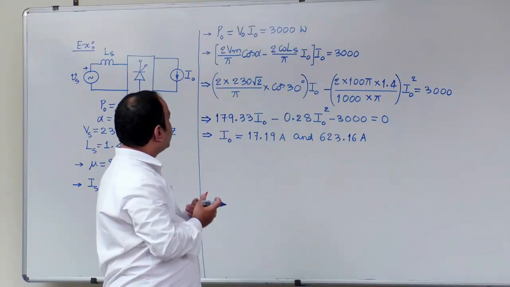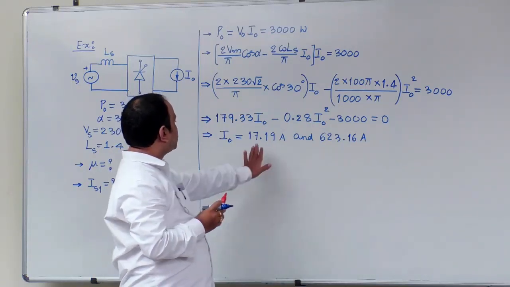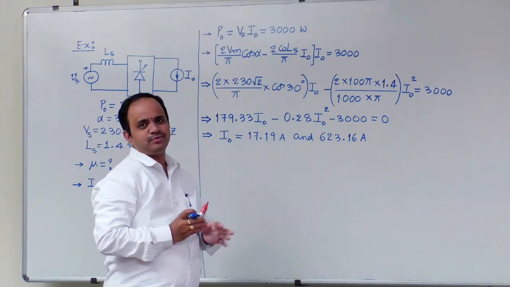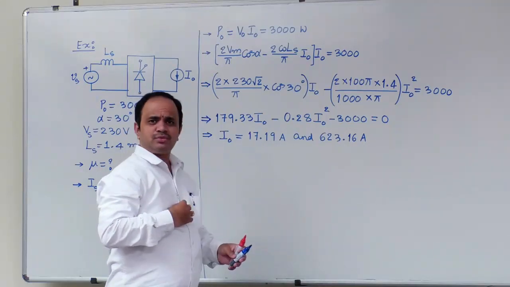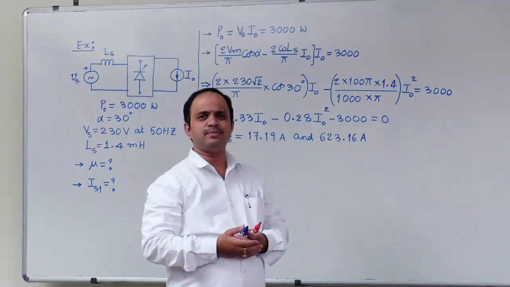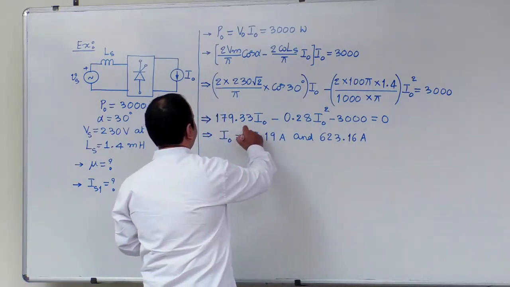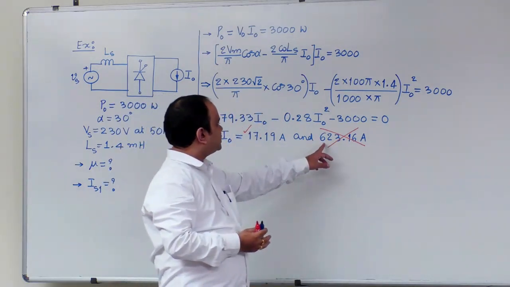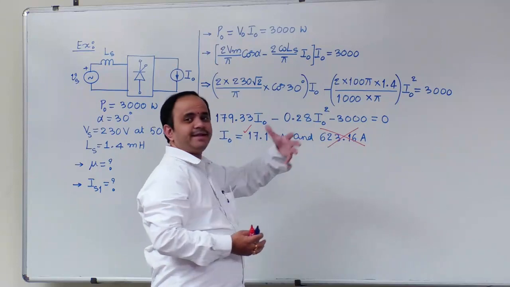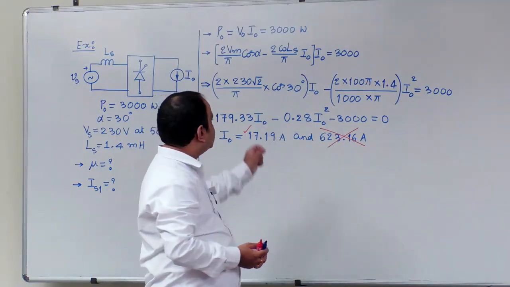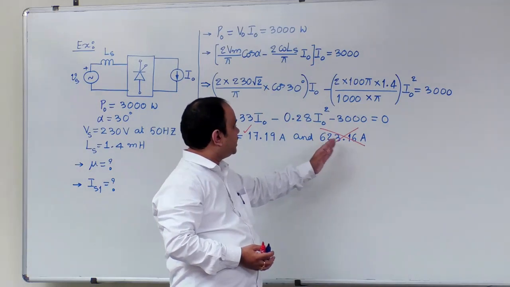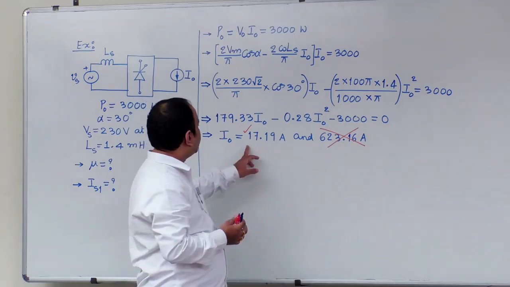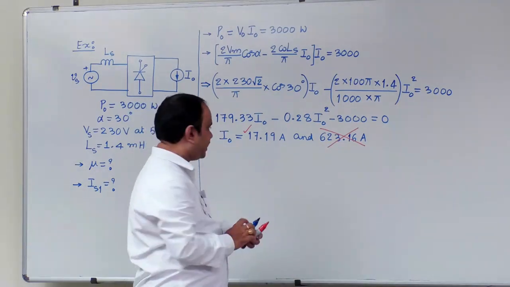Now what is the tricky condition here? We got two answers, both are positive, right? You need to select one reasonable value. Mathematically both are true, as per the quadratic equation solution. But I will select the first value and neglect the second value. What is the reason? If you select the second value, the current rating of the devices will be very high. Just for a 3 kilowatt load, a 631 ampere rating is not required. Therefore, you can proceed with 17.19 ampere.